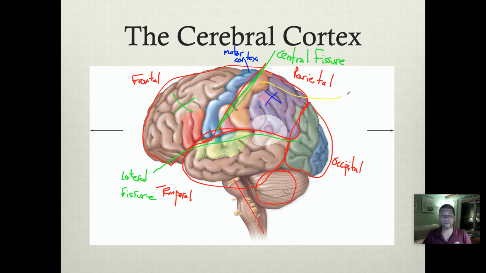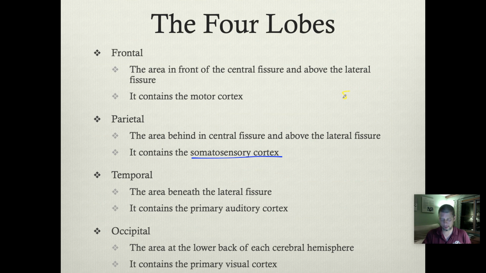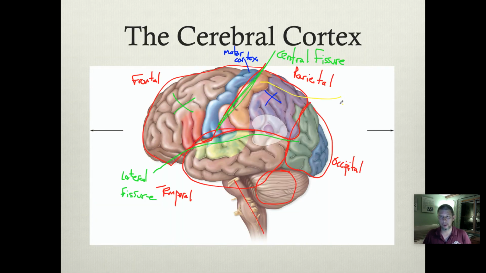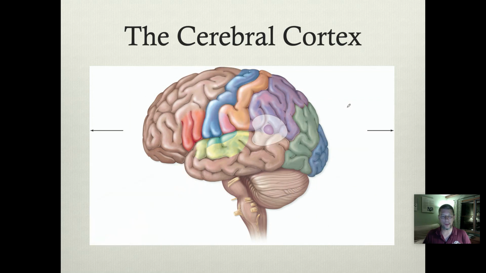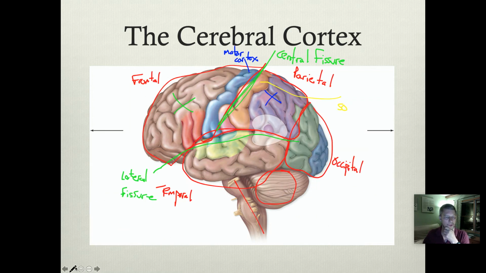All right. And so this is the somatosensory. Yellow is a really bad choice. Let me do this again. Magenta. I don't know what magenta is, but oh, it's purple, purplish pink. Somatosensory cortex. All right, and that's the orange line here.